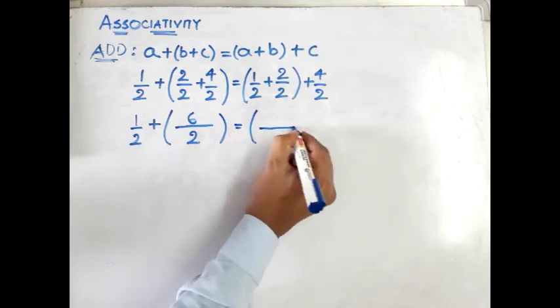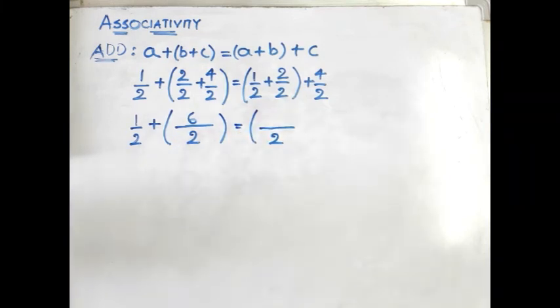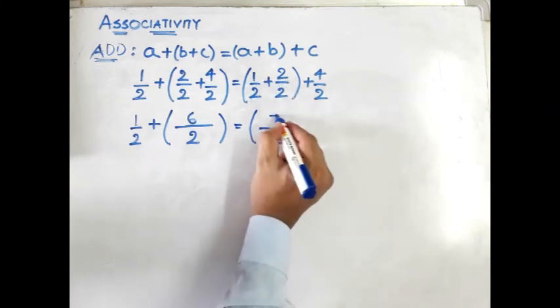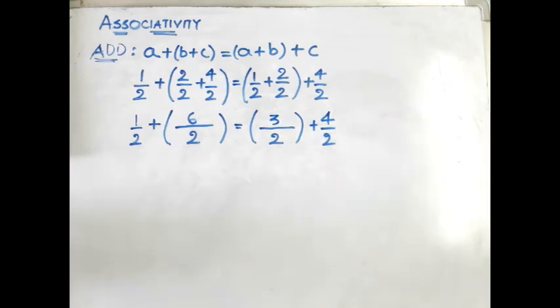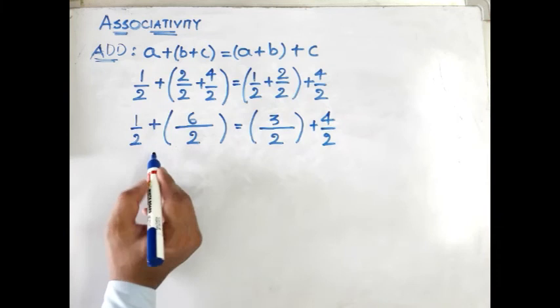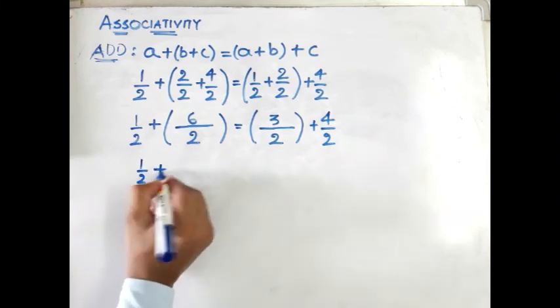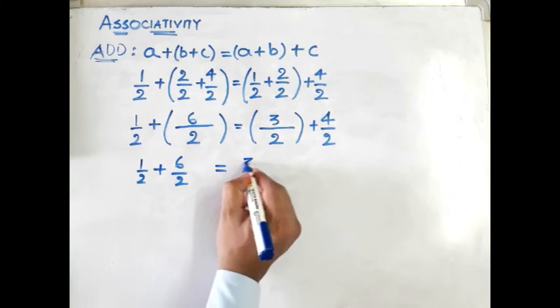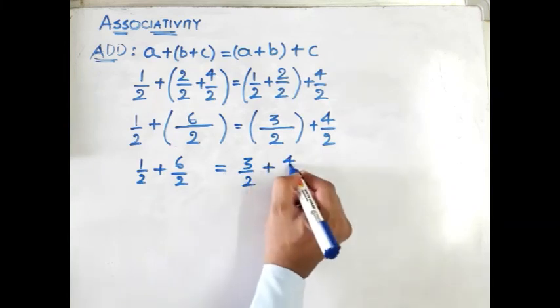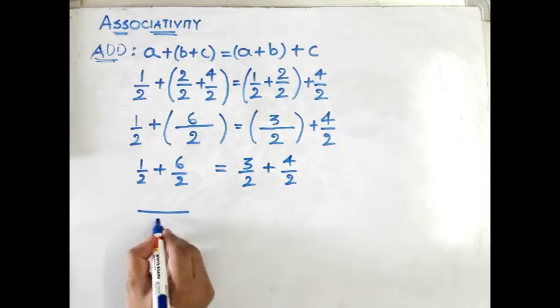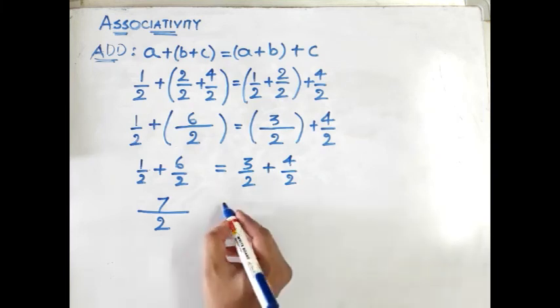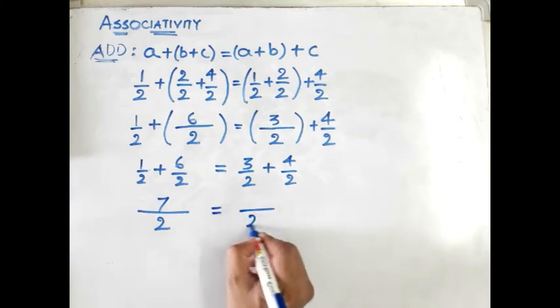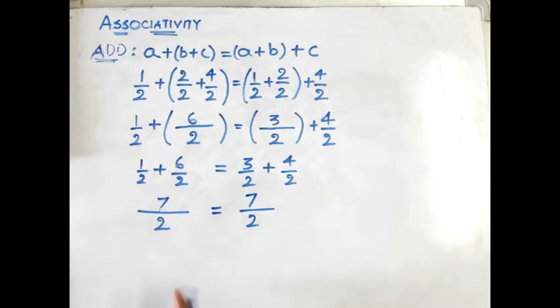Here also, as we have a common denominator, that will come as it is, 1 plus 2, 3, plus 4 by 2. Okay, now look. So we can remove those brackets. 1 by 2 plus 6 by 2 is equal to 3 by 2 plus 4 by 2. As we have a common denominator, that will come as it is, 1 plus 6, 7, 3 plus 4, again 7. If you observe, here also 7 by 2 and here also 7 by 2.